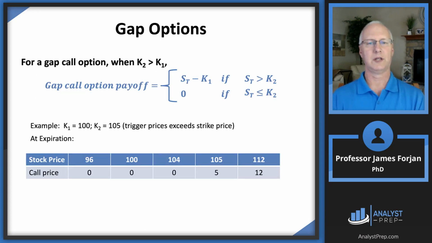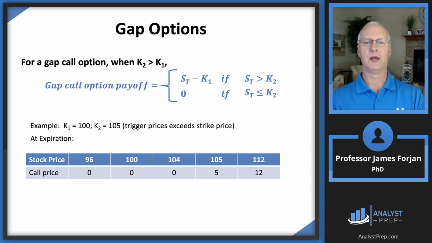Now, here's a good example of a payoff. Let's suppose that the trigger price, K2, is greater than the strike price. Well, there's a nice little series of payoffs there. The stock price at expiration minus K1 will be the payoff if that stock price at expiration is greater than K2, and then zero otherwise. And that kind of looks fairly simple and straightforward, but what I wanted to do is give you guys an example so you can make sure you understand this. So that's what I've done here at the bottom.